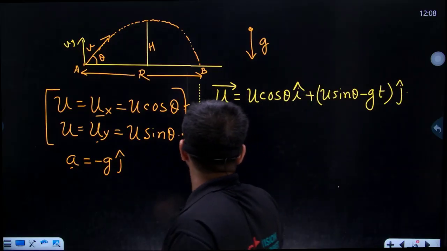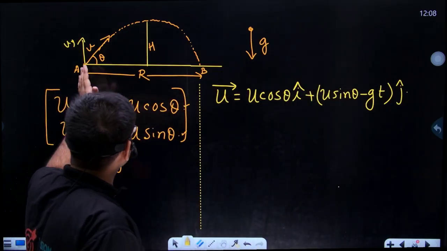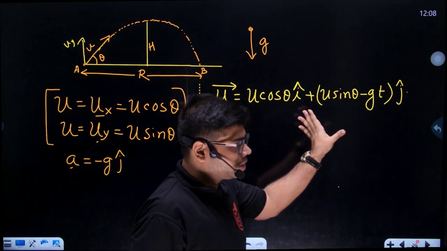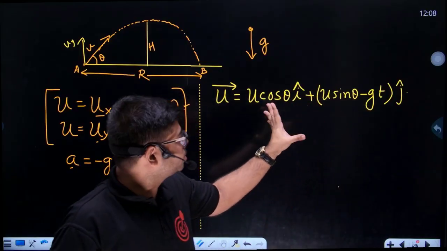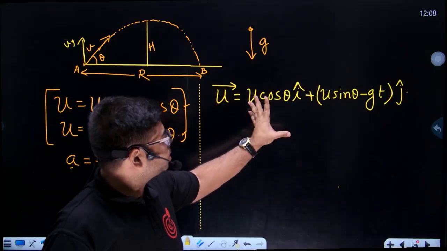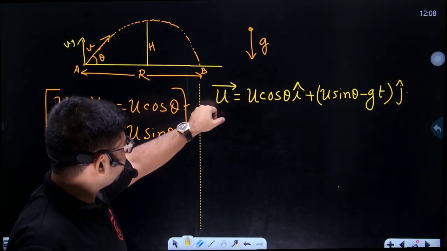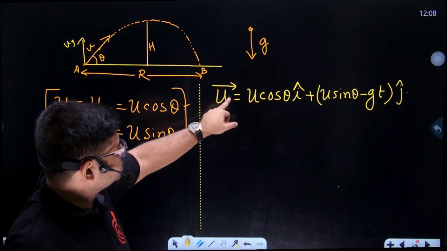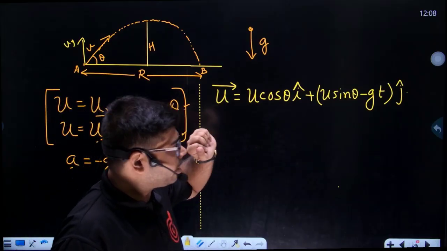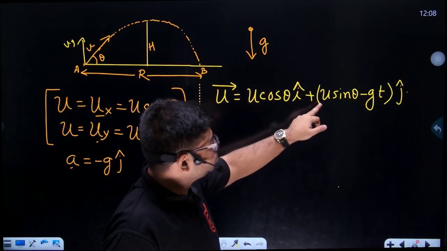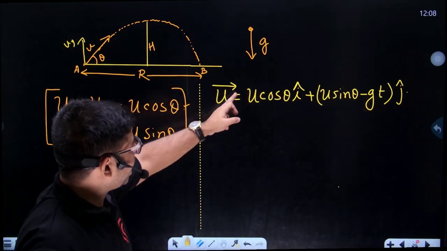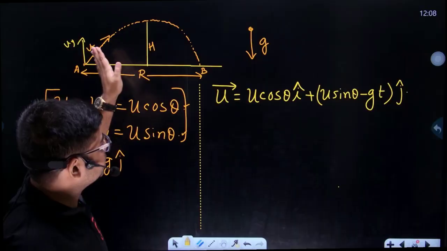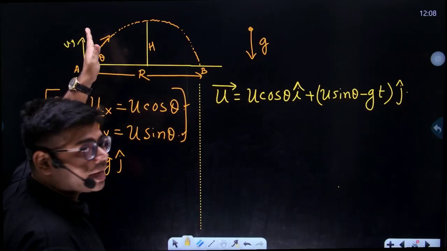देखिए, the entire velocity I have basically split up in a vector form, and this is the vector form, which is the velocity, net velocity is basically u cos theta i cap plus (u sin theta minus gt) j cap. So i cap is along the x axis, j cap is along the y axis.